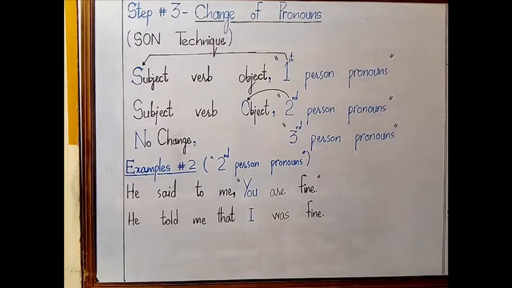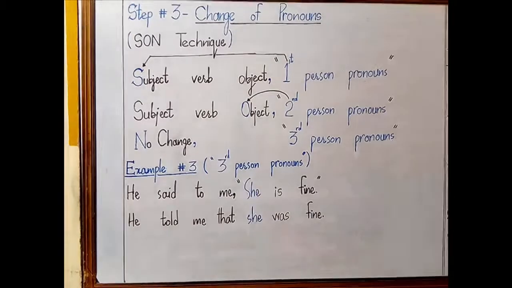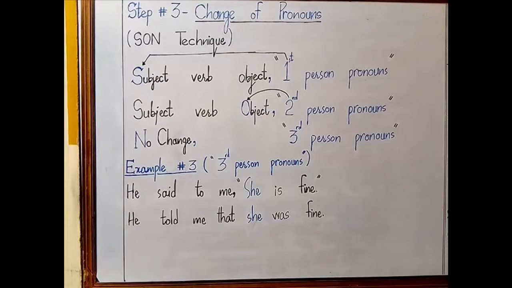Now I will give you example number 3. I have written the third example on the board for third person pronouns. He said to me, she is fine. This speech inside the inverted commas is called reported speech. We have to make changes of pronoun in the reported speech. So in that reported speech, she is fine, how many pronouns do we have? Yes, one pronoun, and that is she.